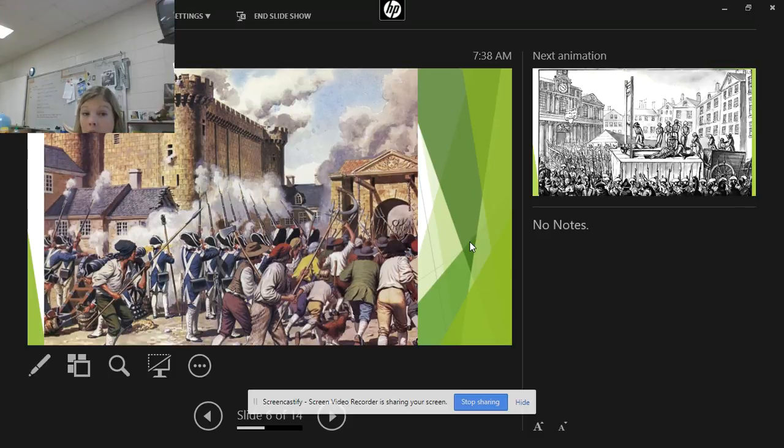Now, if you see in this picture, remember, it was so easy for them because the soldiers joined them. Remember, the soldiers are a part of the Third Estate just like everybody else. So the soldiers joined them in the rioting, and they were able to take over the government. They captured the king and the queen. And this is where things get really bloody.